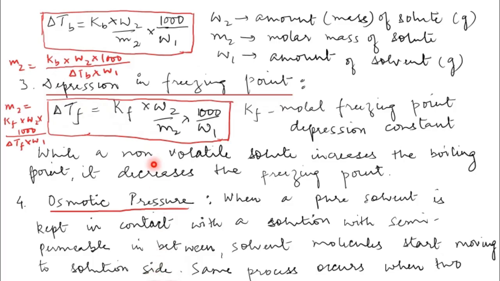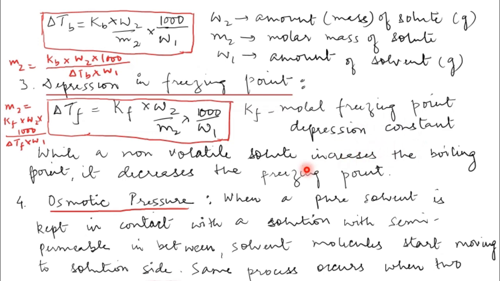Next property is depression in freezing point. This is again because vapor pressure lowers when you add a solute to a solvent. Freezing point also lowers, and this depression in freezing point can be given as follows. This formula is the same as elevation of boiling point, as you can see, and the only difference is that Kb is replaced by Kf. Otherwise the formula is exactly the same, where Kf is the molal freezing point depression constant.